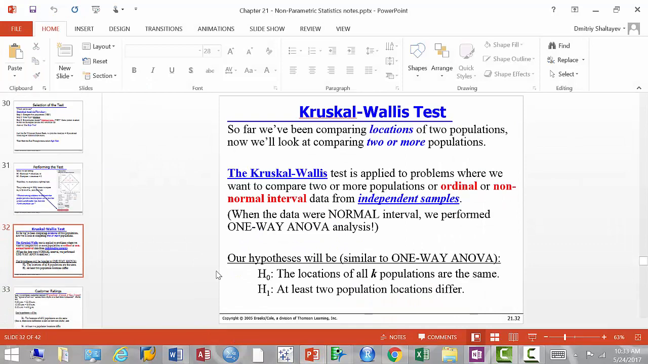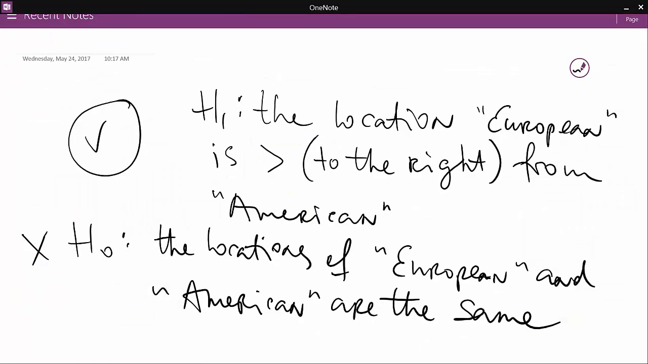And let's talk about the Kruskal-Wallis test. The Kruskal-Wallis test is essentially an analog in the non-parametric world of our good old friend one-way ANOVA. Remember we discussed one-way ANOVA, and in one-way ANOVA, let me make a new page. Here is what we're testing.